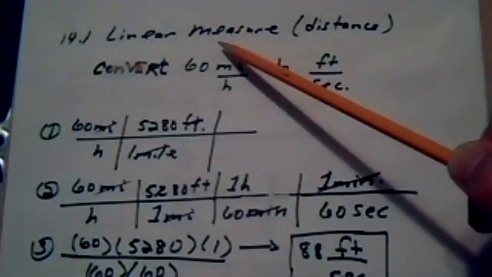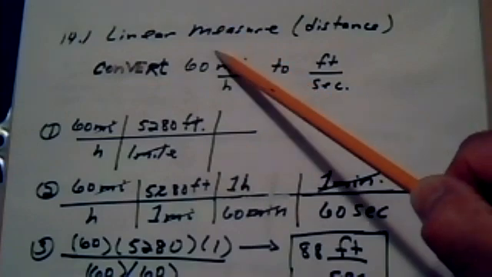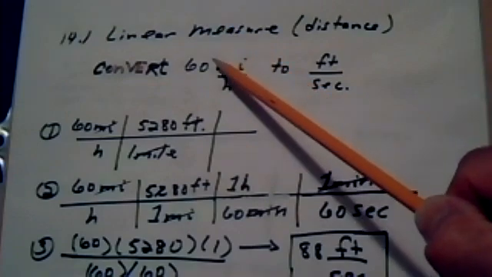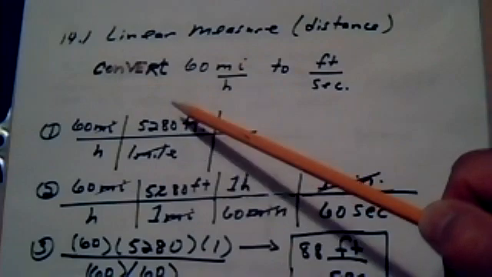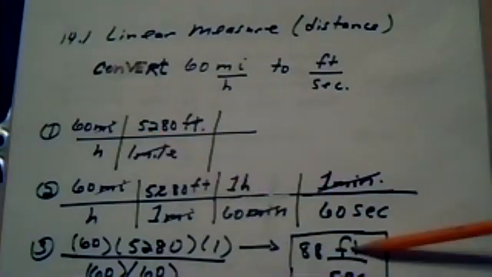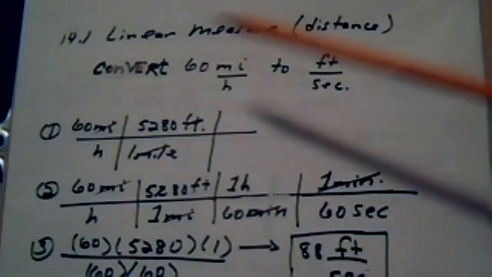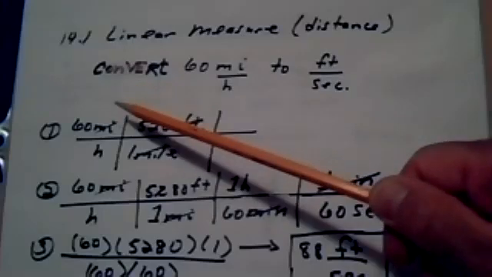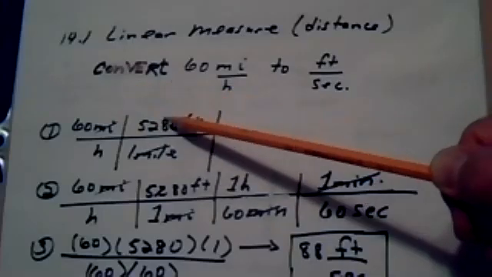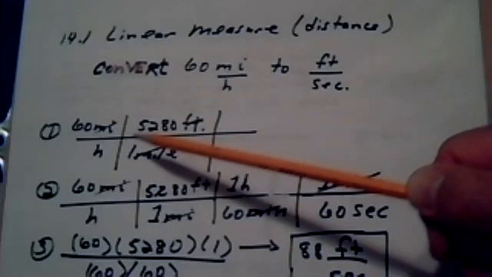Then you have to find out which numbers you should put here so you could cancel the miles and the hour, and end up with feet per second. So we would have to know that 5,280 feet equals 1 mile. Notice if I put the miles in the denominator, I could cancel the miles, and now we have feet.